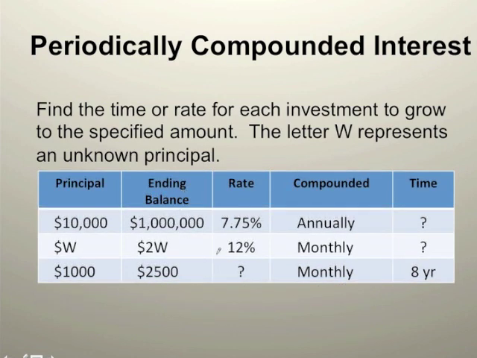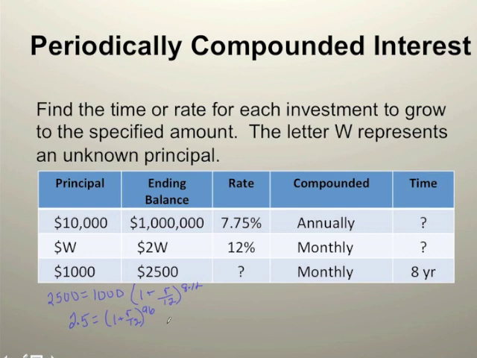In the last row here, now we're looking for the rate. Our ending balance is going to be 2,500 equals 1,000 times 1 plus r over 12 raised to the 8 times 12 power, divided by 1,000. 2 5/10 equals 1 plus r over 12 to the 96th.